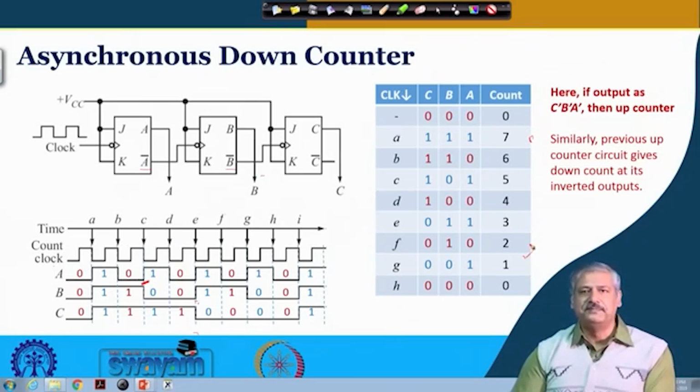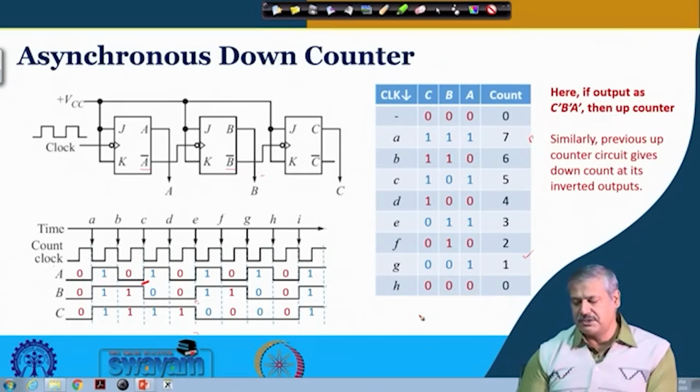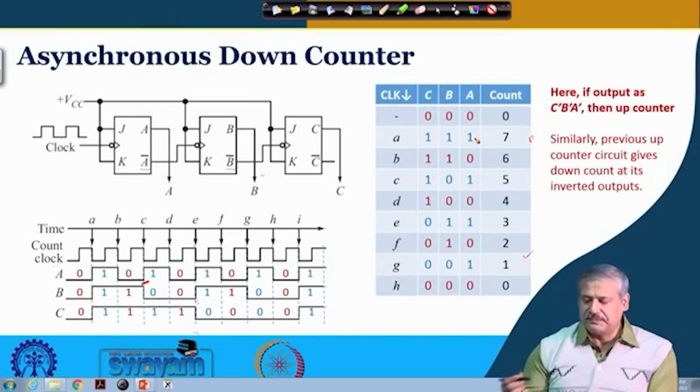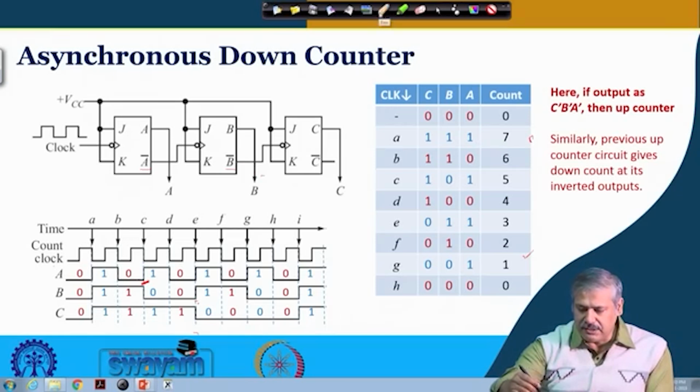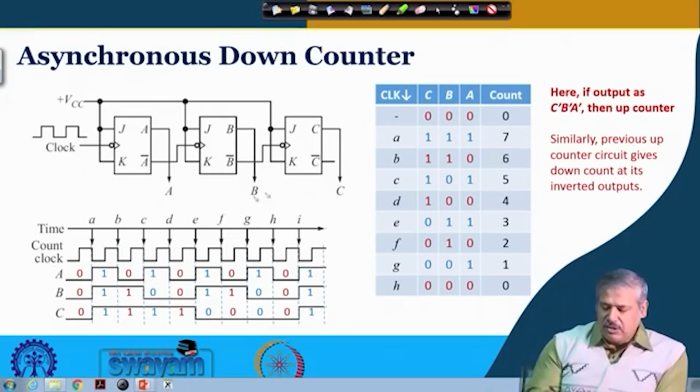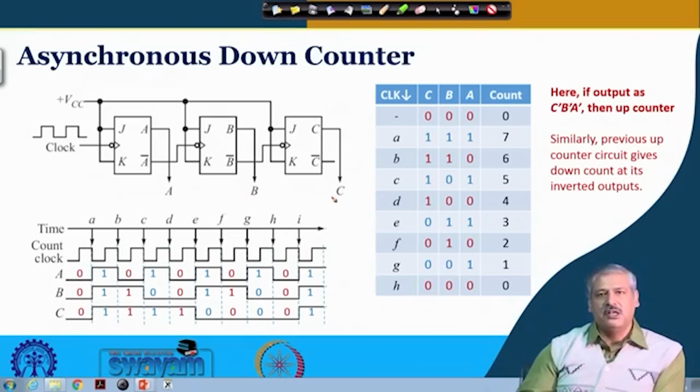Is it fine? It goes up to 0 0 0, then 0 0 1, and then 0 0 0, after that again 1 1 1 will get loaded. So it is a modulo down counter. Now one important thing to be noted here: you have taken output A, B, C.